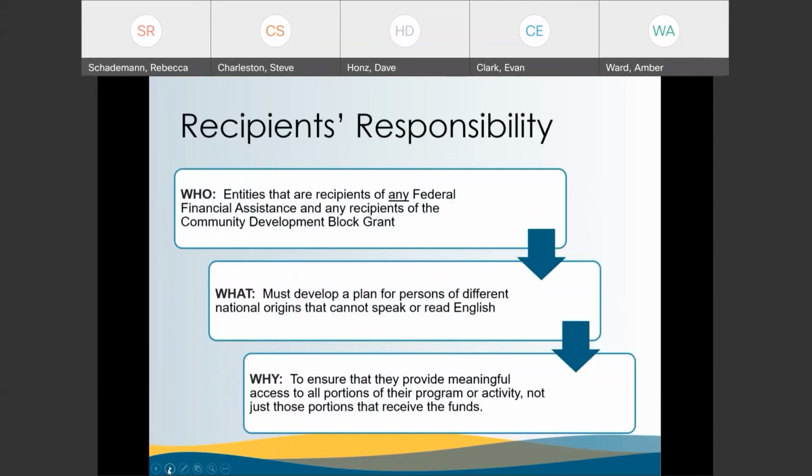So, responsibilities. Who is required? Entities that are recipients of any federal financial assistance and any recipients of community development block grants. The Nebraska Department of Economic Development is a recipient of CDBG funds. This law then applies to all of our subrecipients, which are the local units of government. What needs to occur: they must develop a plan for persons of different national origins who cannot speak or read English. Why are we doing this? To ensure that they provide meaningful access to all portions of their program or activity, not just those portions that receive the funds.